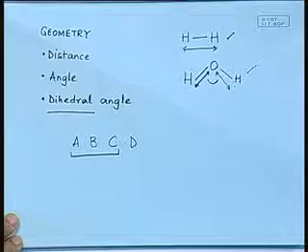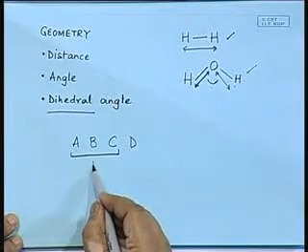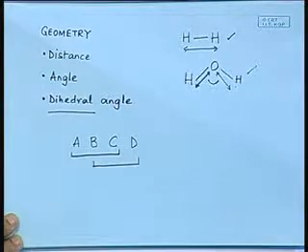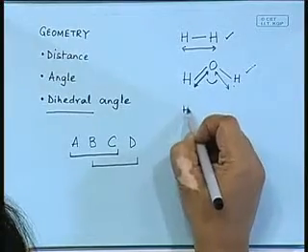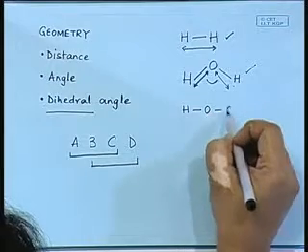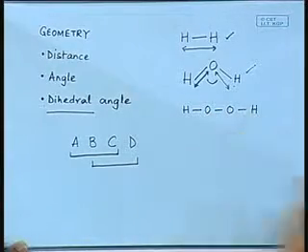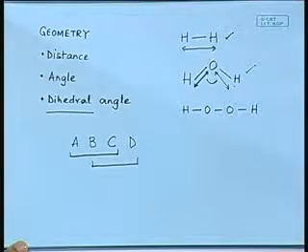I can define another plane using the atoms B, C, D, right? So now I have 2 planes. The angle between these two planes is what is your dihedral angle. We can have an example. Suppose, let's take hydrogen peroxide. That is an example of ABCD.